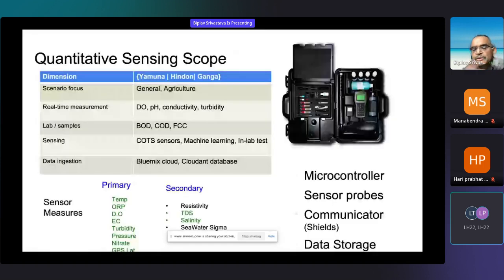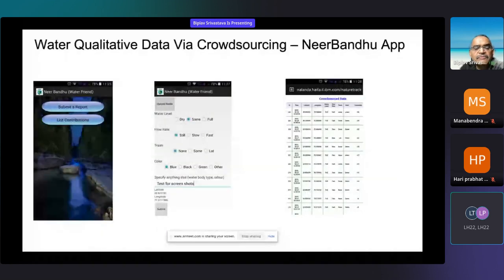So, in the particular work that we talked about, the variation comes in the kind of sensors we are using. We used a particular sensor which had these parameters that it could measure. I'm not going to go into the detail of that. We also developed a crowdsourcing platform to get water data, which is called Neerbandhu, Water Friend.